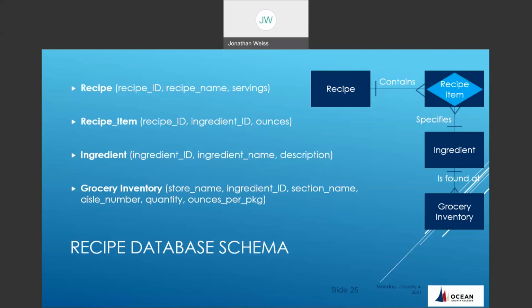So that's that many symbol there. So the recipe item specifies one and only one ingredient. And that ingredient can be found at different grocery stores. And that grocery store has, I should have said, several ingredients. So actually that should be, oh, I'm sorry, a grocery inventory only corresponds to one single ingredient. So there will be one of these records for an individual ingredient rather. All right, so that's my database.